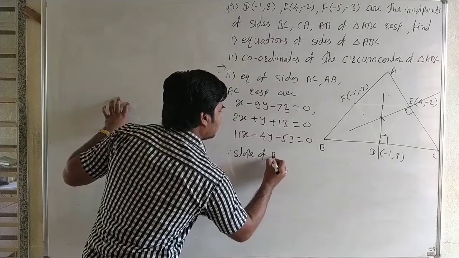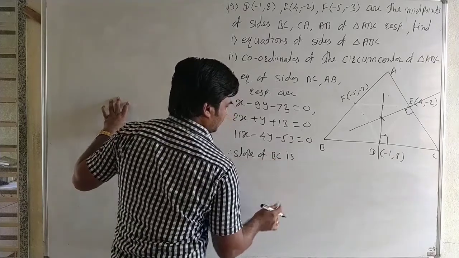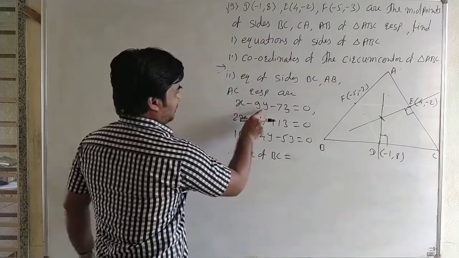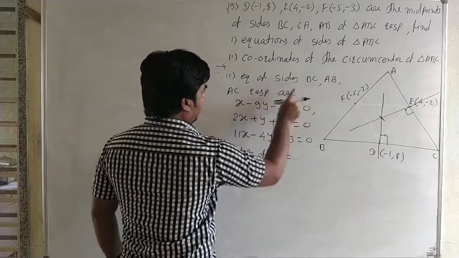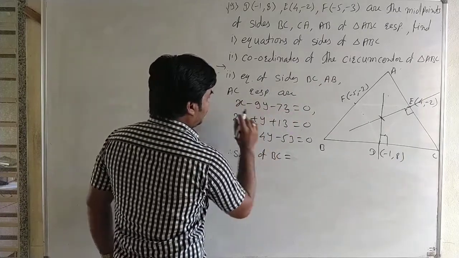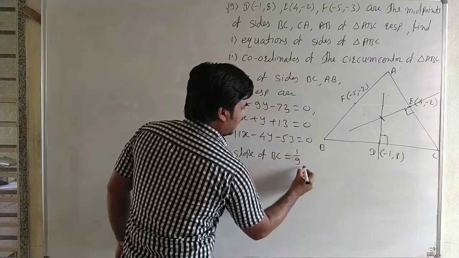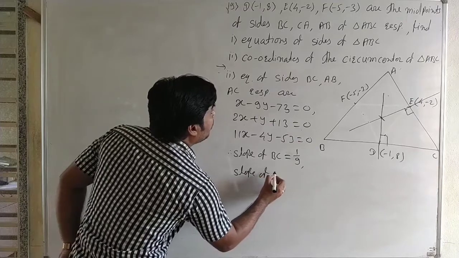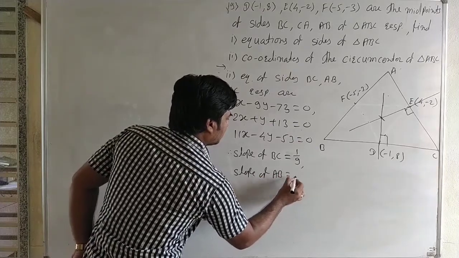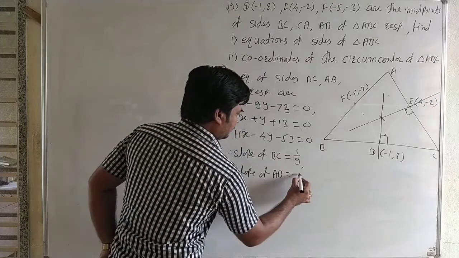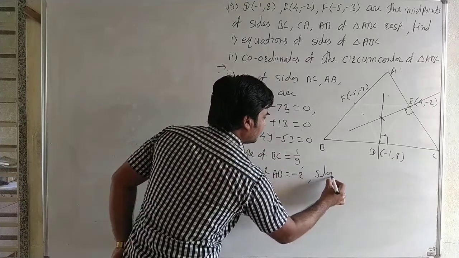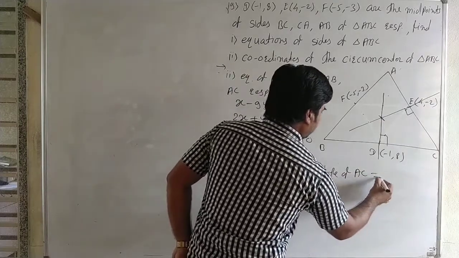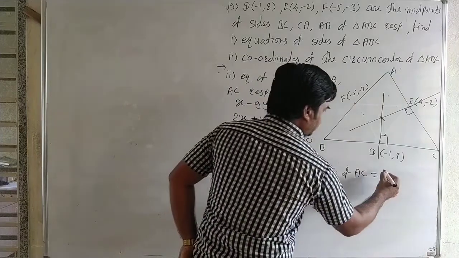Therefore, the slope of BC, or directly we can write, equal to slope of BC. It is line BC first, AB second, and AC third. Slope of BC is 1/9. Then slope of AB is -2, and slope of AC is 11/4.